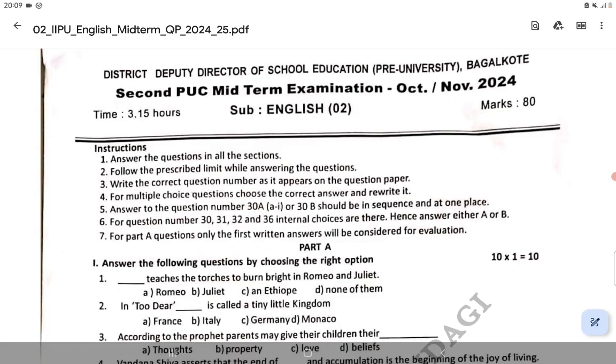This is very important again. Most of the time some of the students just write the options. Number one, like the first one: dash teaches the torches to burn bright in Romeo and Juliet. The answer is B, right? B, Juliet teaches the torches to burn bright in Romeo and Juliet. So the student is going to write Roman number 1, then question number 1, and answer B. Sometimes they just write the option, and sometimes they write the answer Juliet, but will not write the subsection in that.